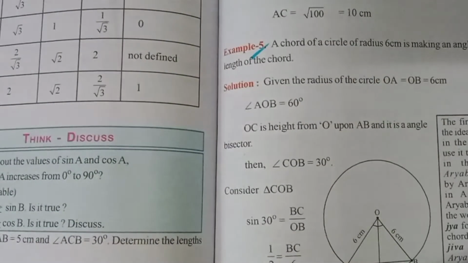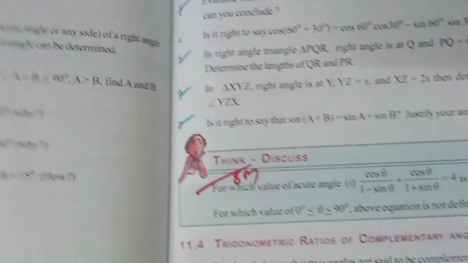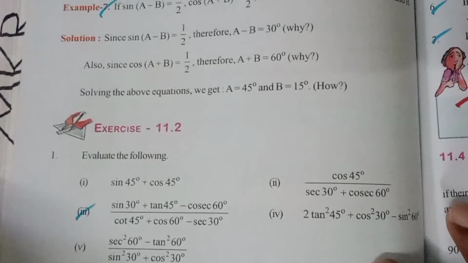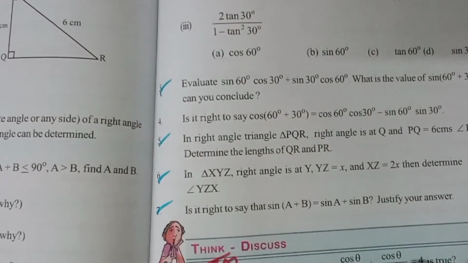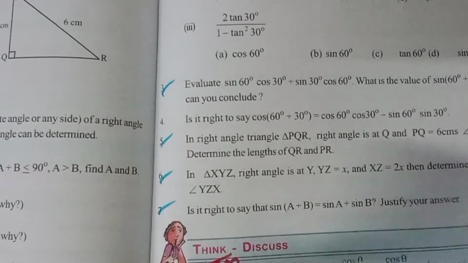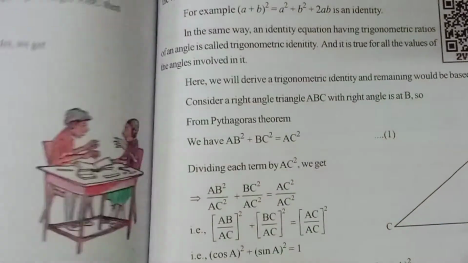Next, if you go to example 5, page number 283, example 5 is also important. Next, example 7. Above 11.2 we are having problem number 3. Now if you go to page number 285, problems 3, 5, 6, 7 are very, very important. One mark, two mark, four mark they may ask.